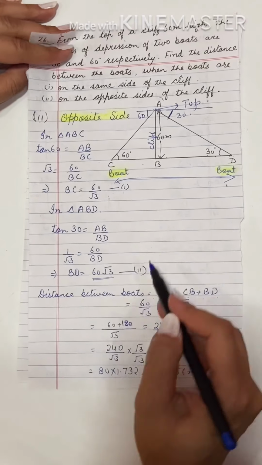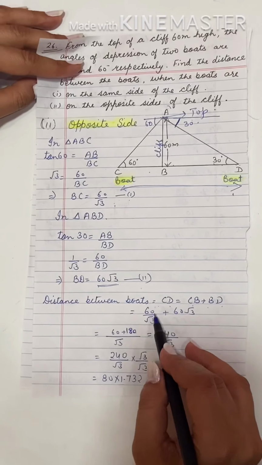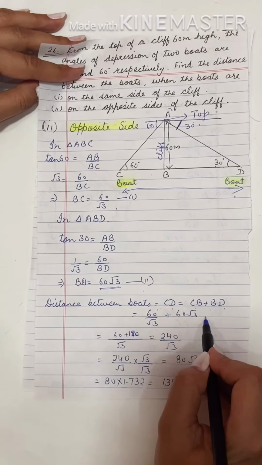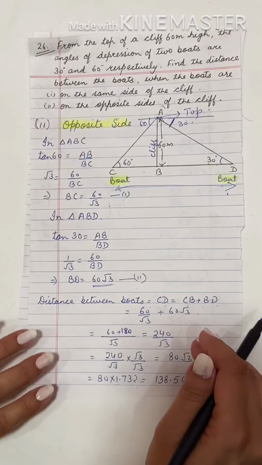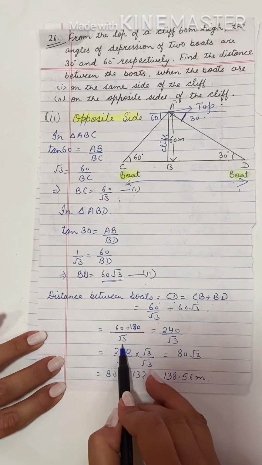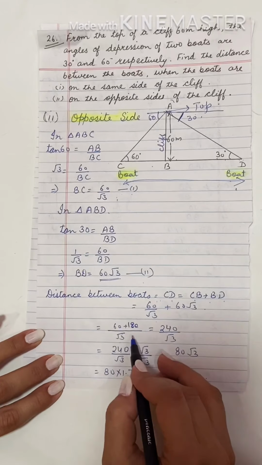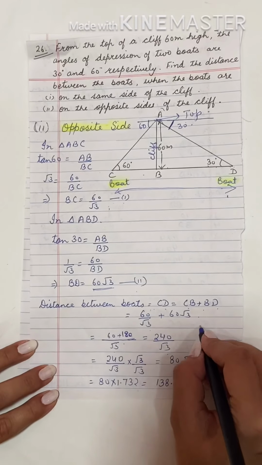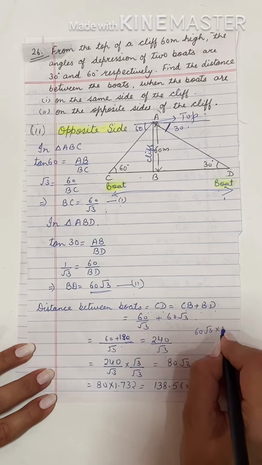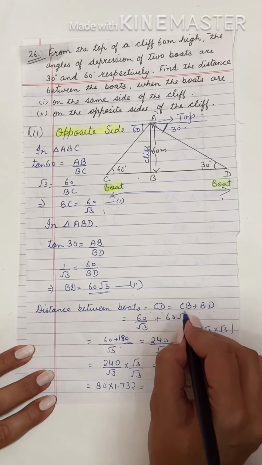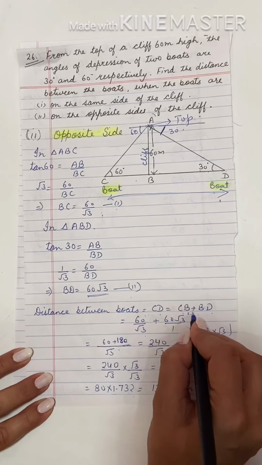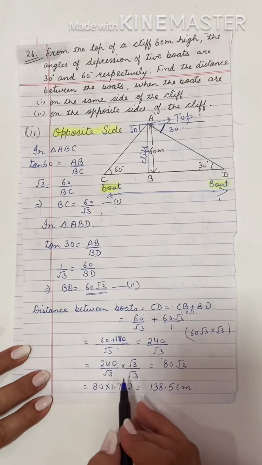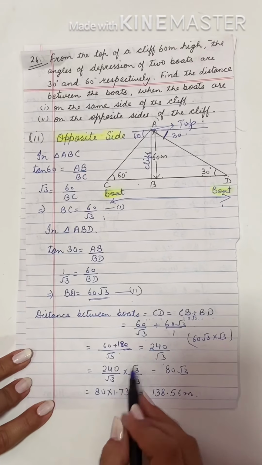Putting value from equation 1 and equation 2, we are getting 60 upon under root 3 plus 60 under root 3. Now you have to take LCM and simplify it. LCM is under root 3. So this will be 60 plus 180 is equal to 240 upon 3. How are we getting this 180? It is 60 under root 3 multiplied by this under root 3, because when you take LCM you multiply it by this. So it is 180, which is 240 upon under root 3.